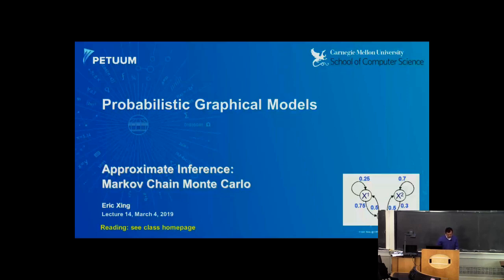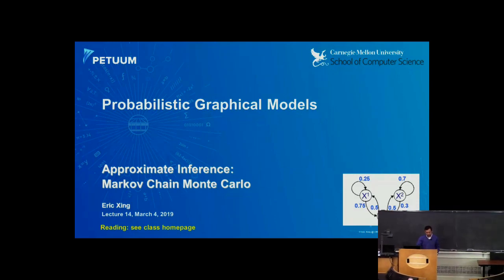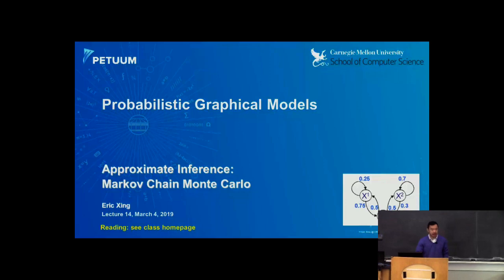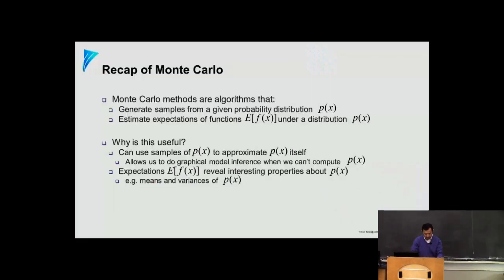We're going to continue the discussion on Monte Carlo methods. And today we're going to talk about quite a few more methods for doing fancier Monte Carlo. They are known as Markov Chain Monte Carlo. So just a brief recap.